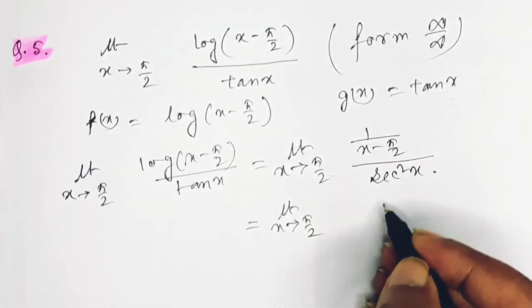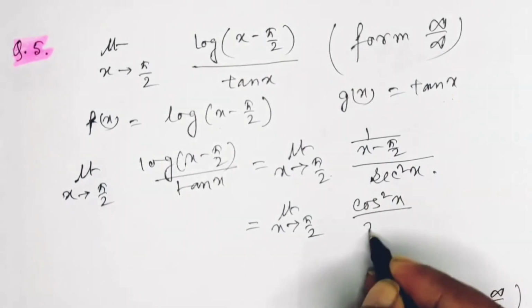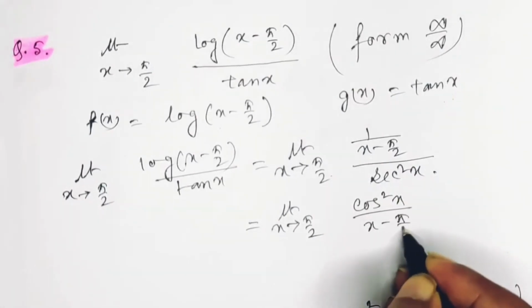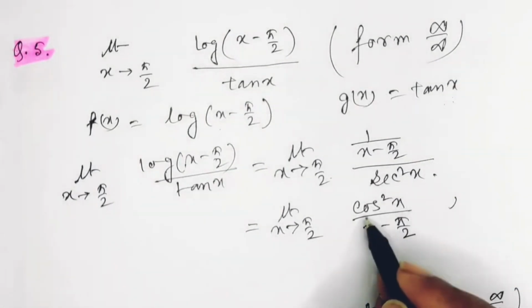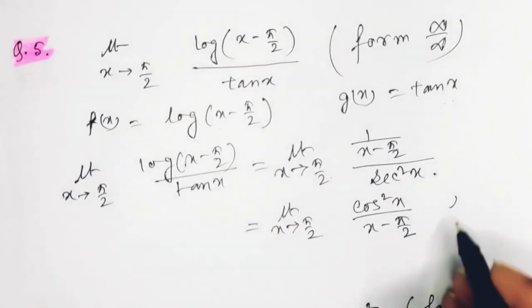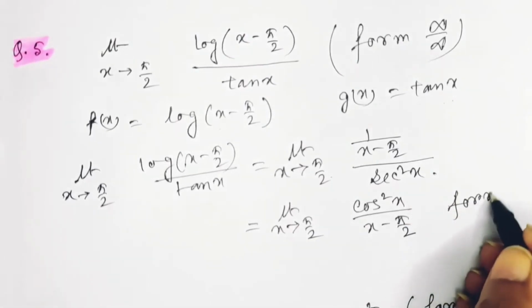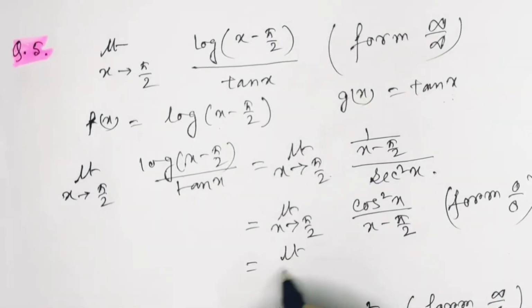So we can rewrite it as limit x tends to pi by 2 of cos square x divided by x minus pi by 2, since sec square is 1 by cos square. If we substitute, cos pi by 2 is 0, and here it is 0, so it is in the form of 0 by 0.